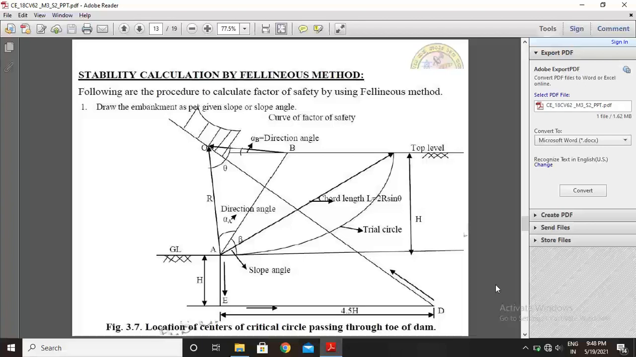Next method is stability calculation by Fellenius method.